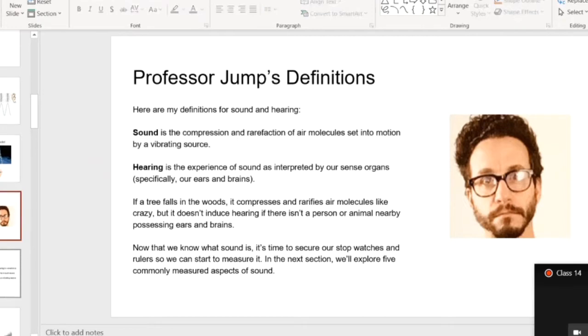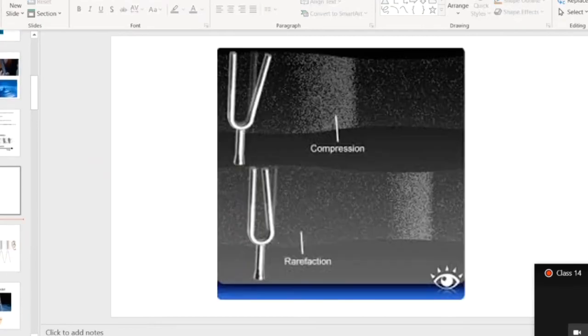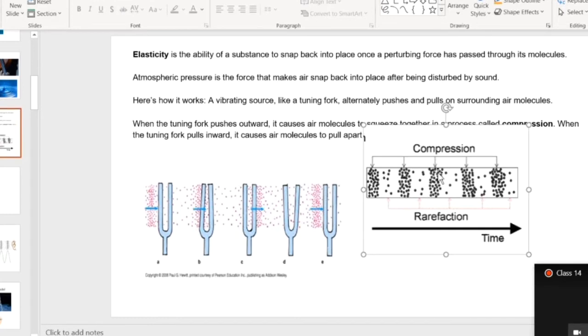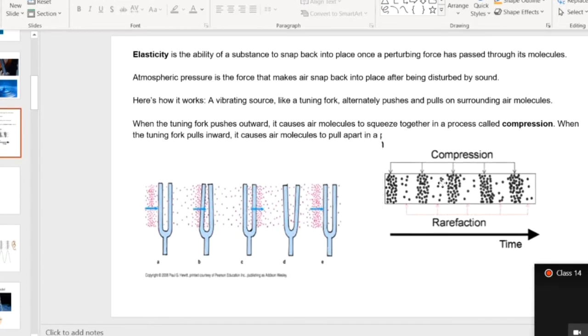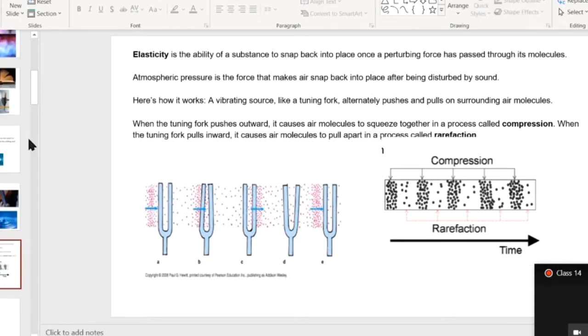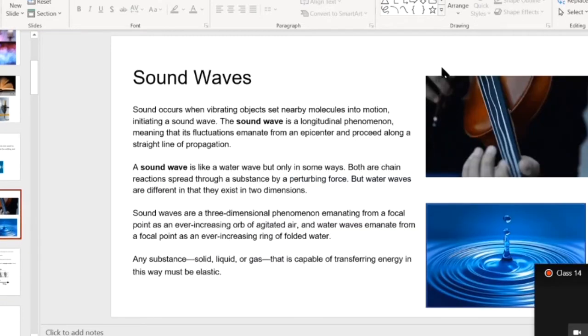Right, so you have a vibrating source, say you have my voice or this tuning fork. It starts this peculiar phenomenon where it squeezes air molecules together, and then as a consequence, the air molecules pull apart, and you get this compression and rarefaction wave traveling in one direction. Here it is in schematic form: air molecules squeeze together, then they pull apart. And this is happening as a result of some vibrating source, right?